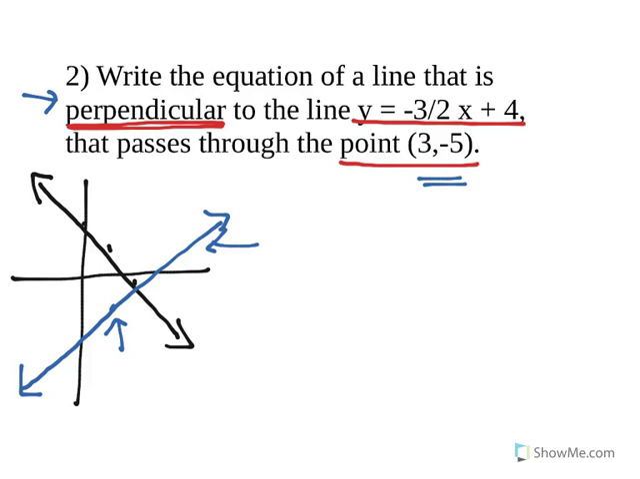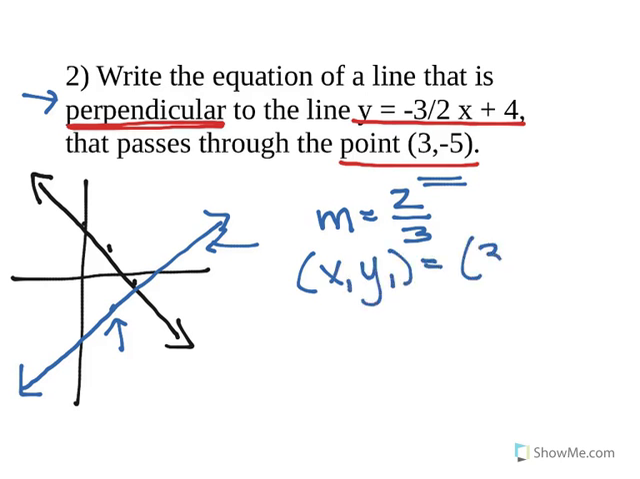So let's get started. Since the original line is perpendicular, the slope for the new line is going to be the opposite reciprocal. So that would be 2/3, and it would be positive, because you're just flipping the fraction. 3/2, 2/3 is the reciprocal, and then you take the opposite sign. Since the original is negative, the new one will be positive. So that's how you figure out perpendicular slopes. Then, of course, the point is (3, -5).